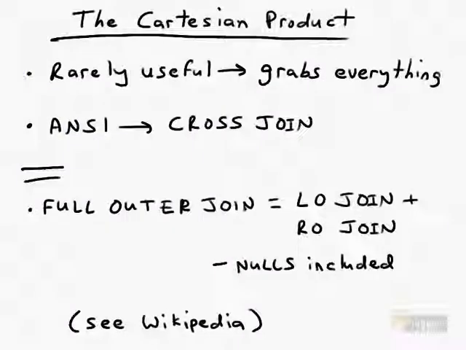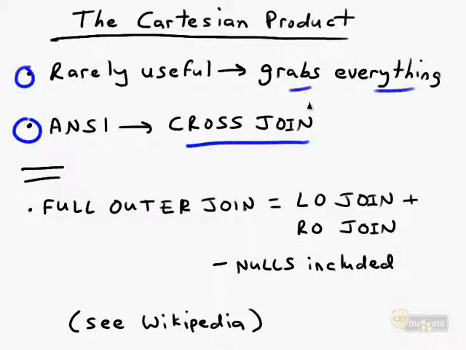Lastly, let's take a look at a less useful technique called generating a Cartesian product from two or more related tables. What we've got here in ANSI syntax is what's called a cross-join. And the reason why Cartesian products or cross-joins are rarely useful in the real world is that they grab all rows irrespective of the match between those tables.